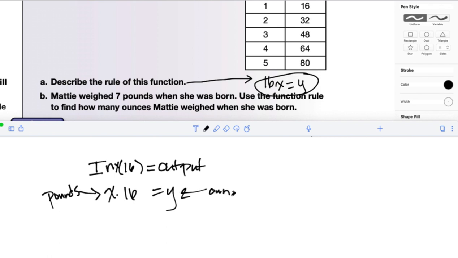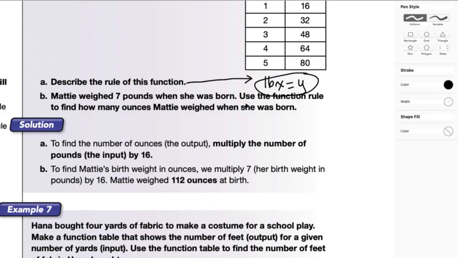So how would we do this in this situation? We would say, well, if she's 7 pounds, we know we multiply 7 times 16. Multiplying 7 times 16, we're going to get, what is that, 112? If my math is correct, we should get 112 ounces. Let's see, does that make sense? Yeah, it does. All right, we have another example. Let's look at example 7.